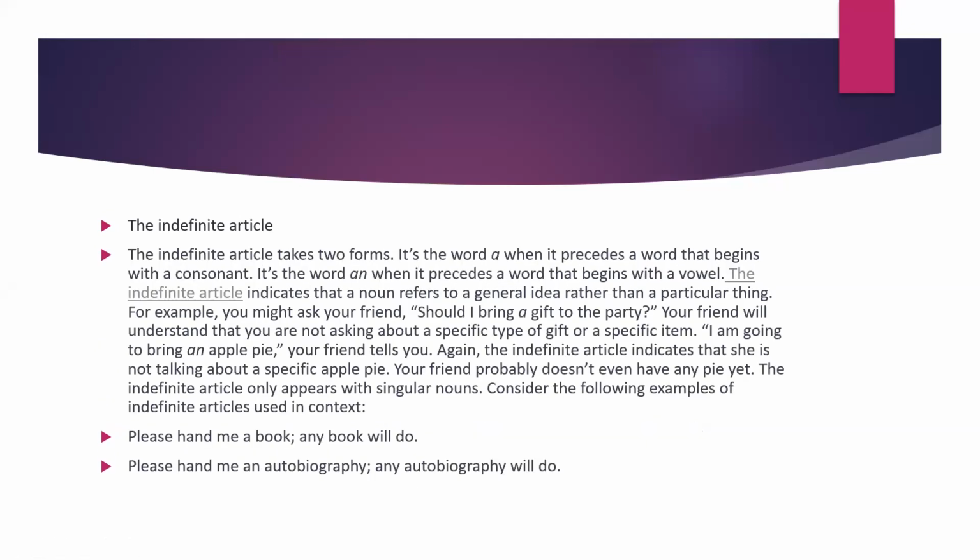The indefinite article takes two forms. It's the word a when it precedes a word that begins with a consonant, and the word an when it precedes a word that begins with a vowel. The indefinite article indicates that a noun refers to a general idea rather than a particular thing. For example, you might ask a friend, "Should I bring a gift to the party?" Your friend will understand that you are not asking about a specific item. So, I'm going to bring an apple pie. So everywhere we can see we are specifying something.